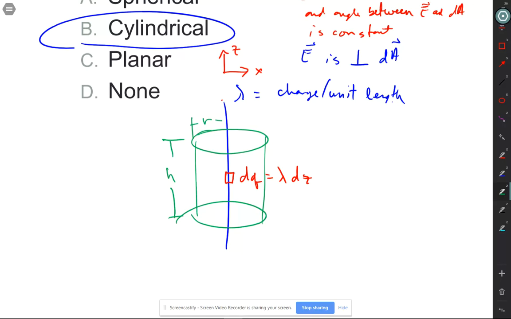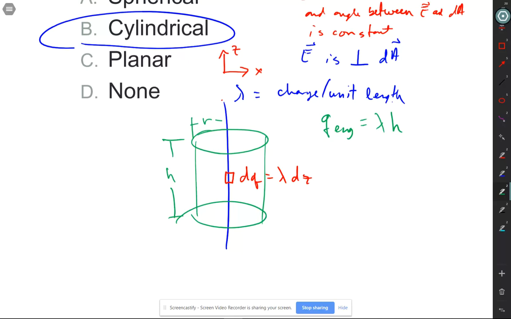I say the charge enclosed is equal to lambda times height. I don't even need to use that dq as lambda dz. It has a certain charge per unit length of lambda. So the total charge enclosed is the charge per length times the height. So I've got my q enclosed. Boom, done.